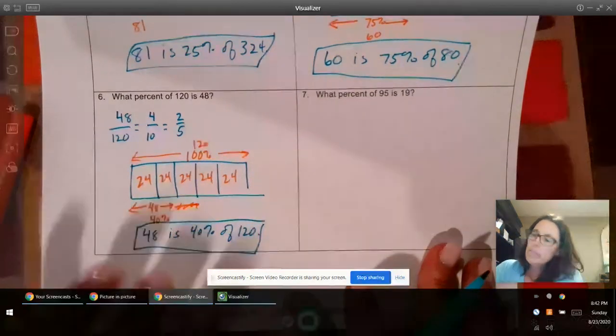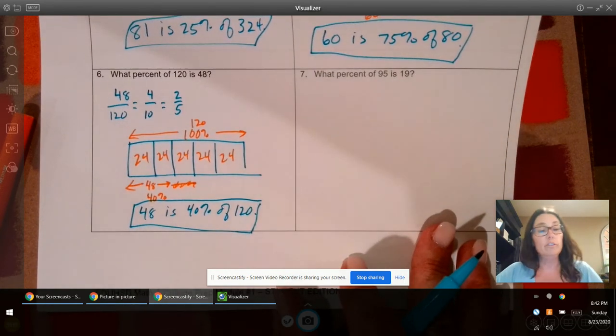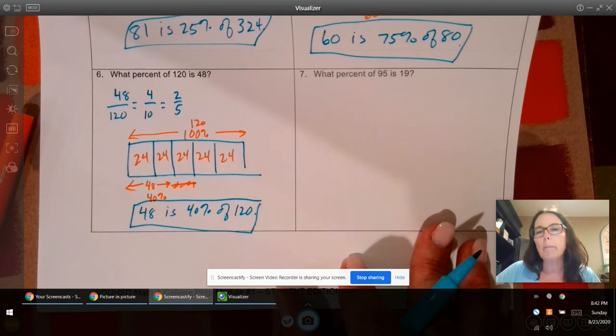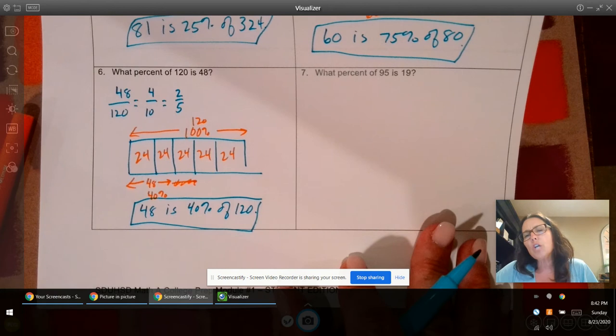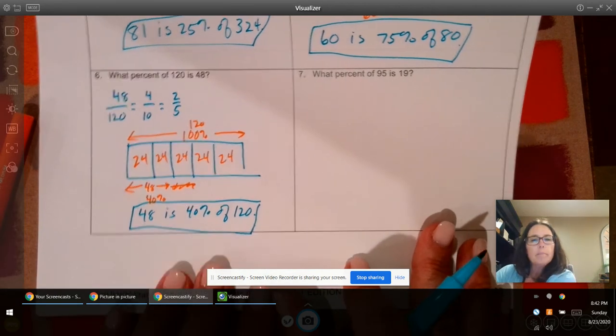All right, if you think you got this type, you can skip number 7. If you feel like you're starting to get it, you probably want to do number 7. So why don't you give it a shot on your own? Click me on in a minute or two, and I'll show you how to do it.